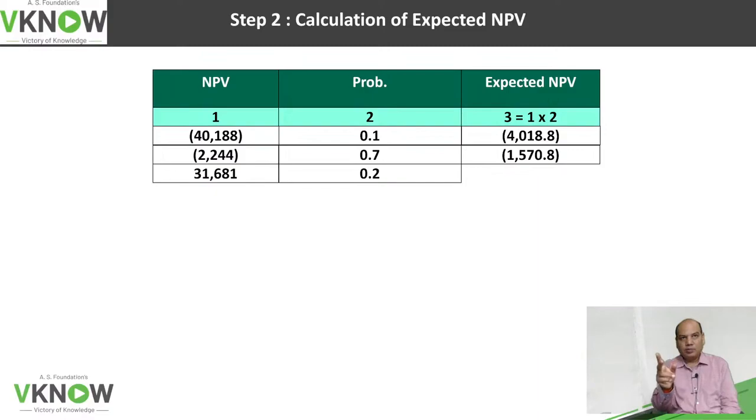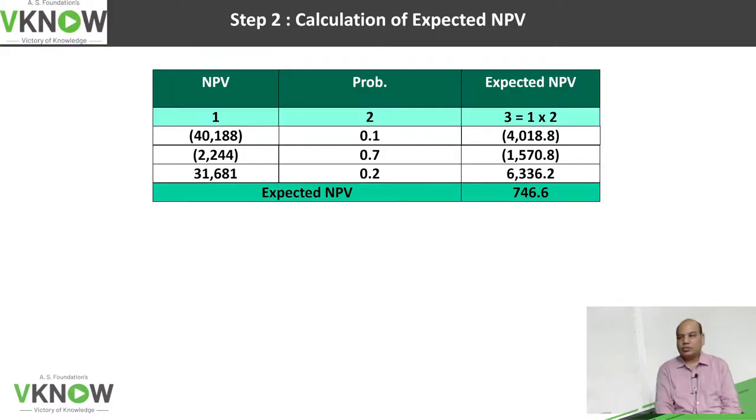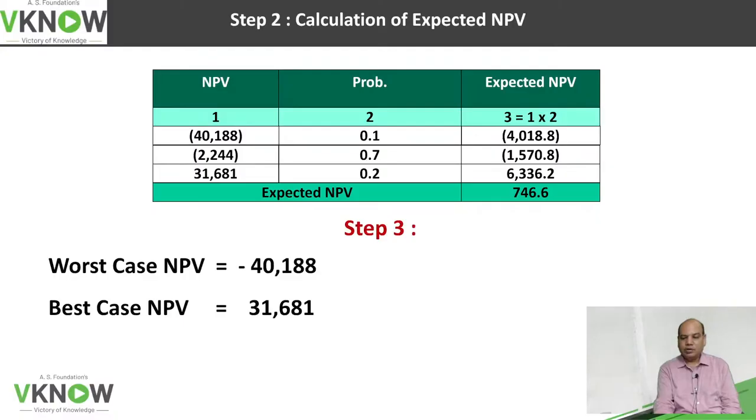Multiply, memory plus function also you will use. 40188 into 0.1, 4018.8 memory plus. 2244 into 0.7 equal to memory plus 1570.8. 31681 into 0.2 equal to memory plus 6336.2. Memory recall, you will get the total. Expected NPV is 746.6. Write down step number 3.